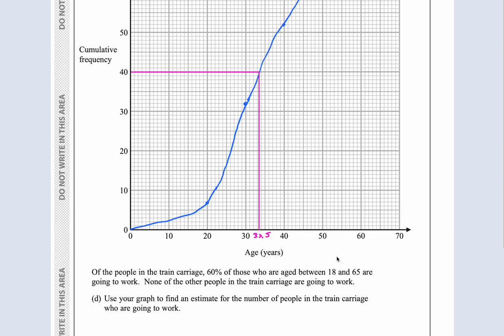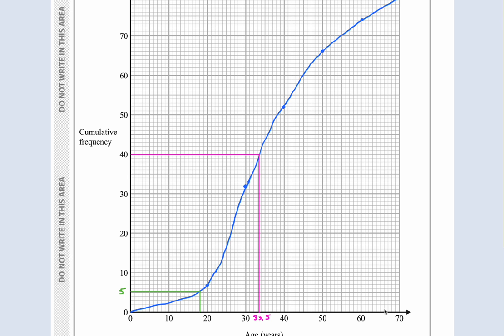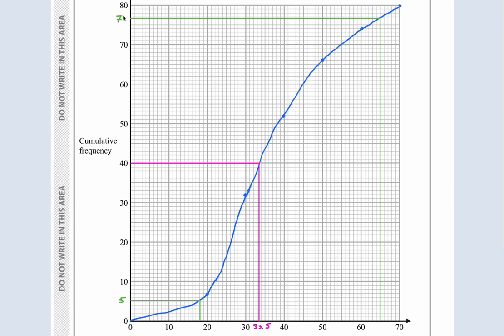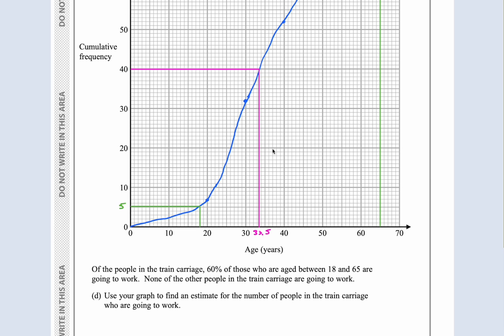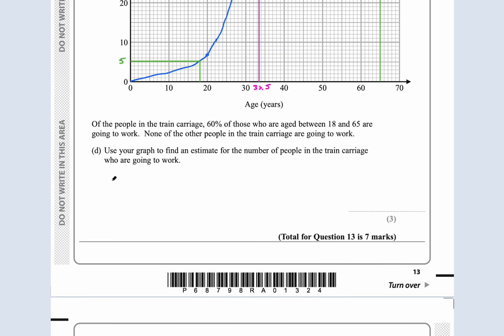Right, so I need to find this between 18 and 65. So let's do that. We'll go to 18. 18 is like here. Okay, let's say that's 5. And 65, I'll go to here. This is 65. I'll go up. That one's pretty much on the line, let's call that 77. So I'm going to do 77 minus 5 to give me the total number of people. So 77 minus 5 is 72. Okay, so there's 72 people between 18 and 65.